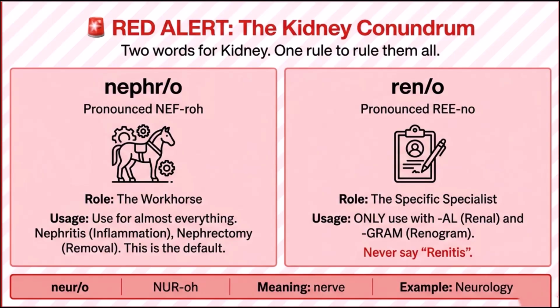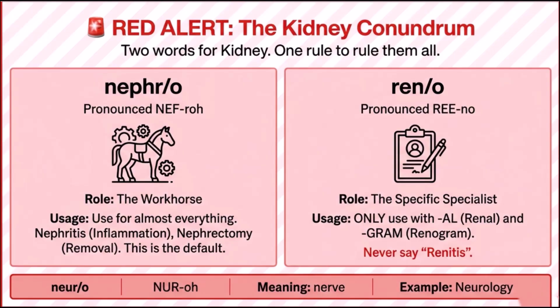But then you have reno. You only use reno with two specific suffixes, al and gram. So you would say renal failure, pertaining to the kidney. Yes. Or renogram, which is an X-ray of the kidney. You would never say renitis. It's nephritis. Oh. Okay, that's clear. Reno is only for renal and renogram.